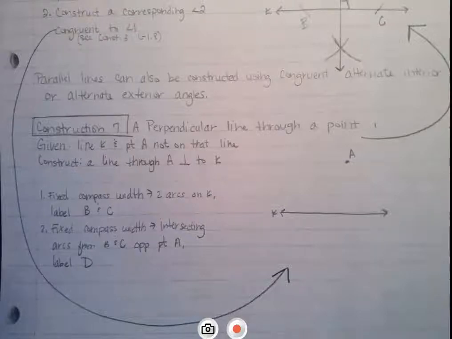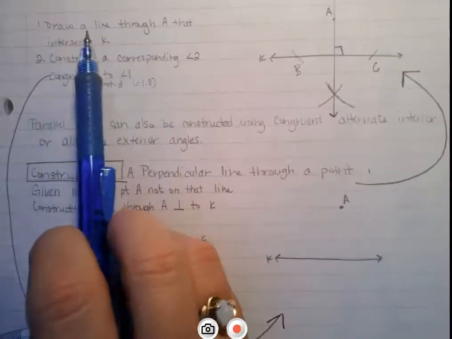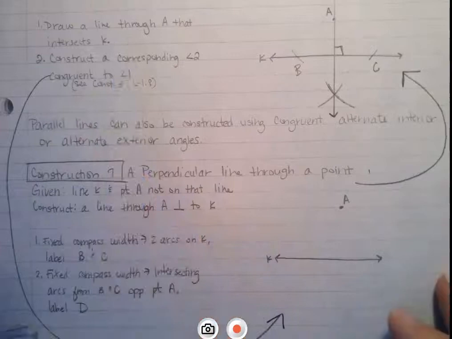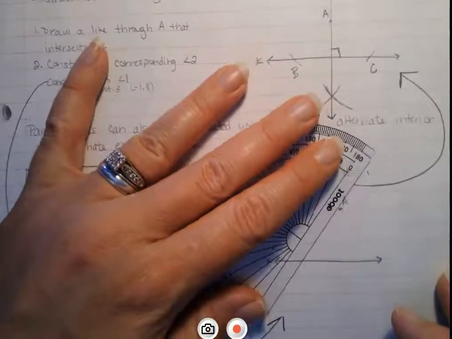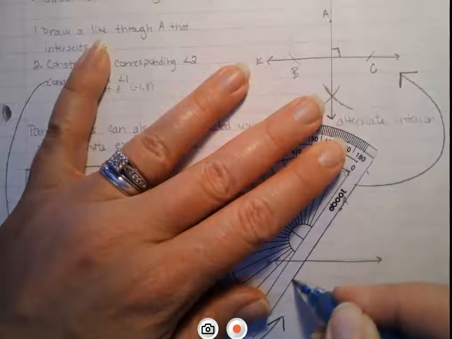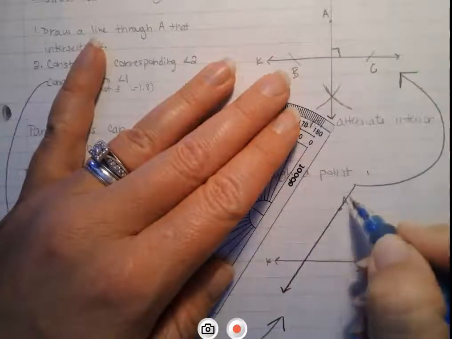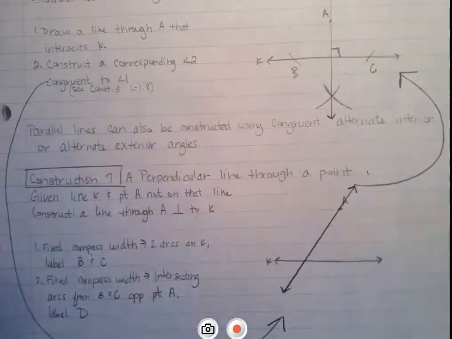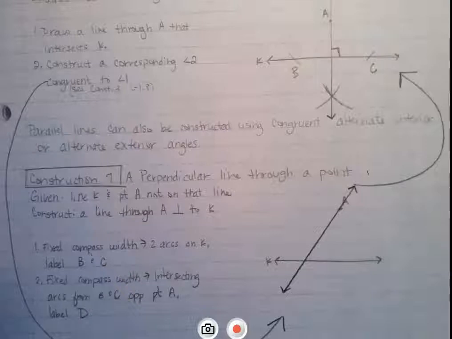So for this one, we are going to follow the directions. Draw a line through A that intersects K. And yes, it doesn't have to be a perpendicular line. So just any line that you want. Since I started off okay and then had perpendicular on my mind.